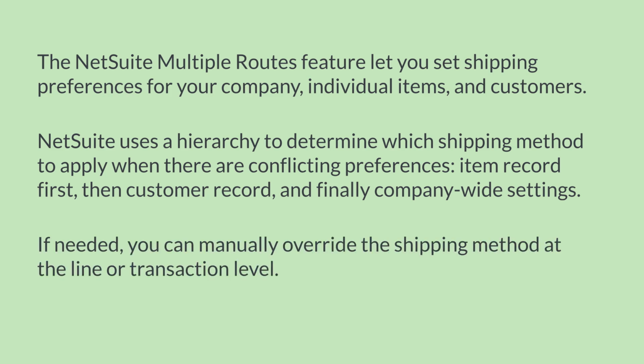You can override any shipping method that NetSuite has applied on a transaction, whether at the line level or for the entire transaction, by simply selecting a different shipping method on the transaction. Let's take a quick look at how to set up your company, item, and customer shipping preferences.